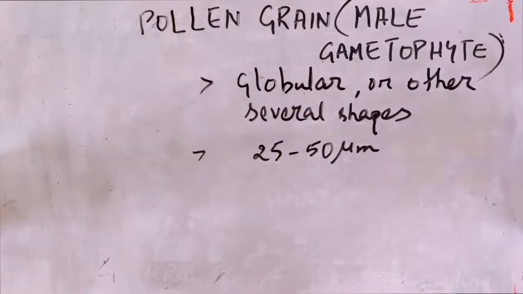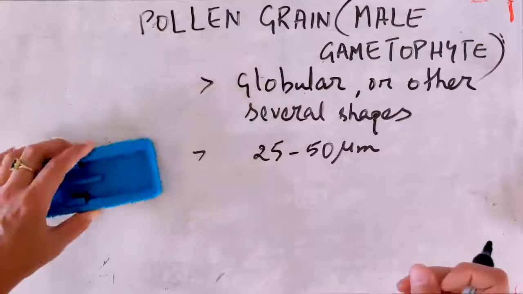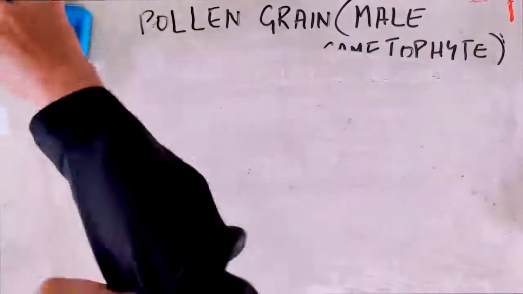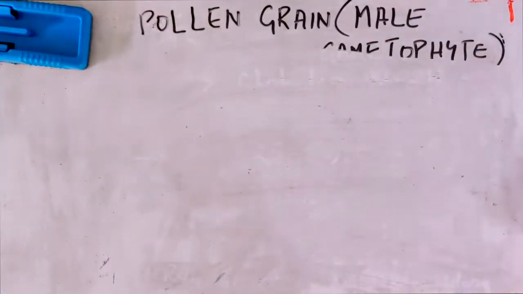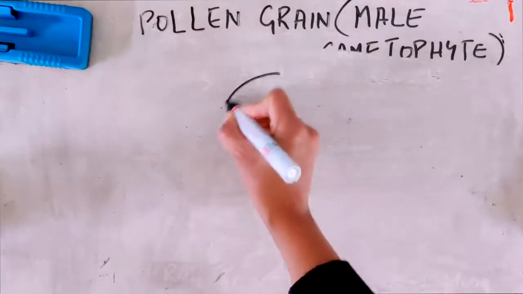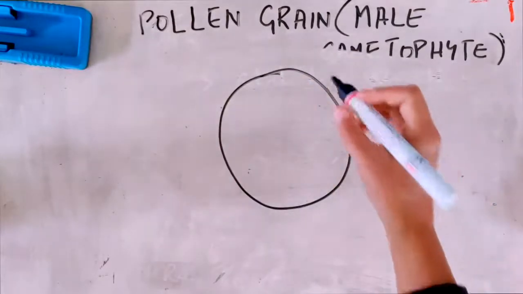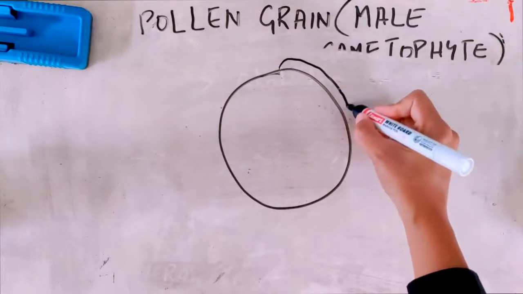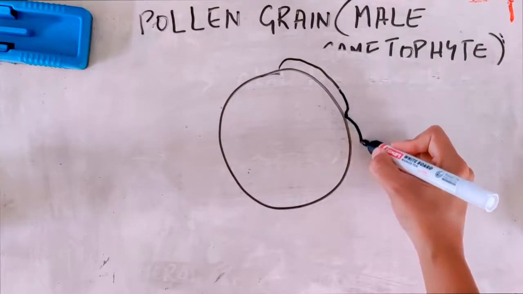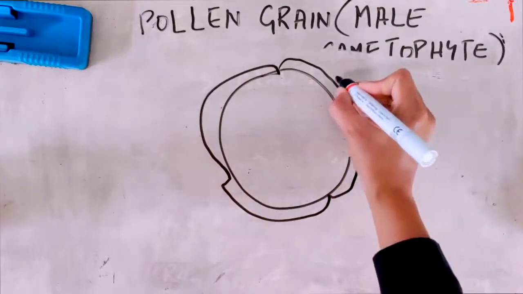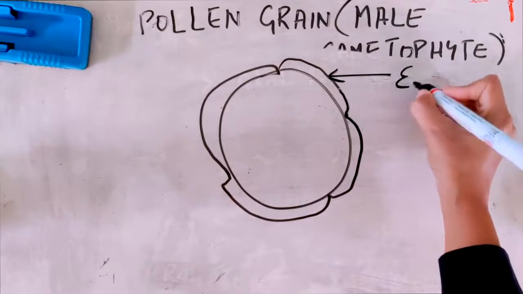So first of all, let us draw a structure of pollen grain. So simple. Let's draw. Take a pollen grain, mature. And then it has the covering, the outer covering. Then there will be a constriction. The outer covering is known as exine.